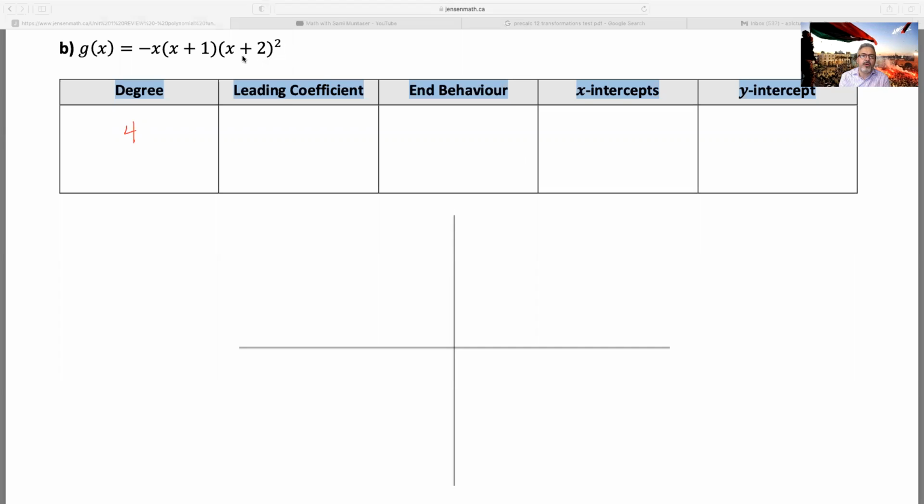The leading coefficient: there's a 1 here, there's a 1 there, and there's a -1 there. Overall it's going to be -1. So that's your leading coefficient.